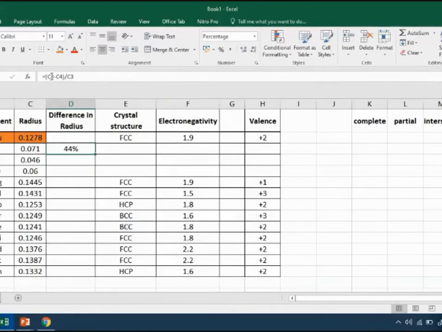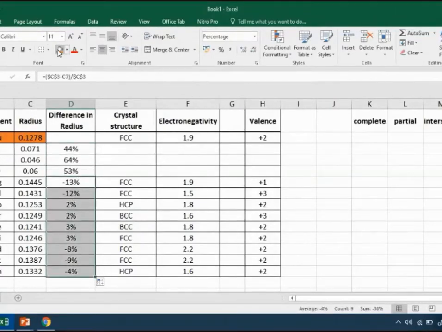In order to do that, I will press F4 for this one, because I don't want the equation to change the copper value. So now I can drag it. As you can see, each time, C3 didn't change. Now from here we can see that these ones are outside of range. It is more than negative or positive 15%, but these ones are in range.